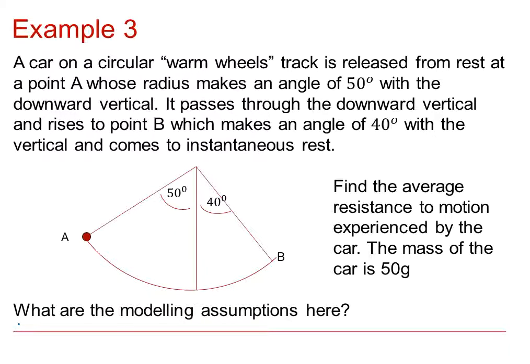So we need some assumptions here. We're going to assume that the path is the arc of a circle. We can treat the car as a particle, a point in space, and we're going to assume that the initial and final speeds are 0.